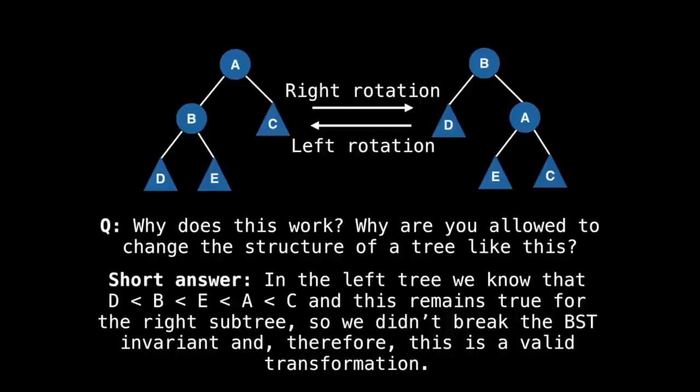Suppose our invariant is not satisfied, and to fix it, we need to do a right rotation about node A. Assuming node A has a left child B, we can perform a right rotation to put B where node A was and push node A down to become B's right child.